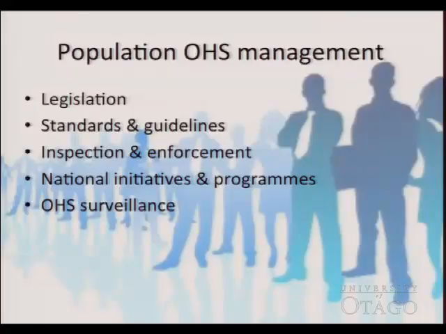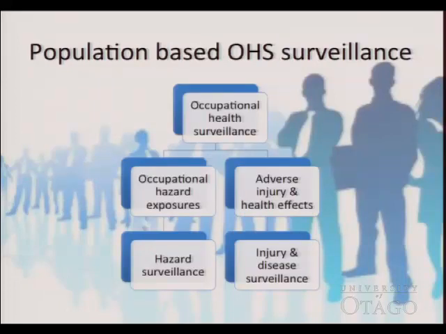And occupational health and safety surveillance is really key to understanding what's happening in terms of the population. So I'm not going to talk about many of those aspects. I'm just going to talk about the surveillance because you're going to get another lecture about the legislation from another person in this session. So in terms of the population-based occupational health and safety surveillance, there are two arms here. There's the hazard exposure surveillance and the injury and disease surveillance.